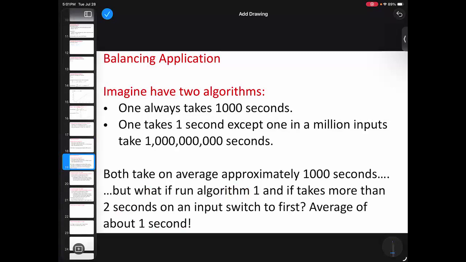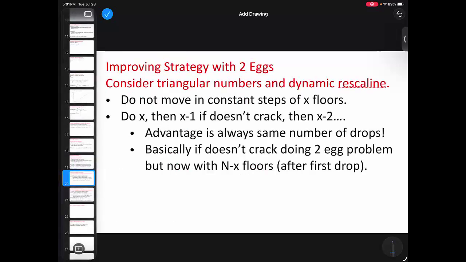And so what we really have is two egg strategies that are extreme. One of them, when we drop it halfway, is really good if it doesn't crack. It eliminates a lot of things on the first one, but once it cracks, bless you, we are stuck going through a lot of cases. The other one is much better in that once it cracks, we've basically localized to within one where it is, but it could take us a long time to localize. And so we want to try to find a way to balance the two different approaches.